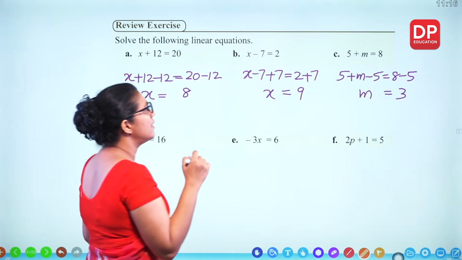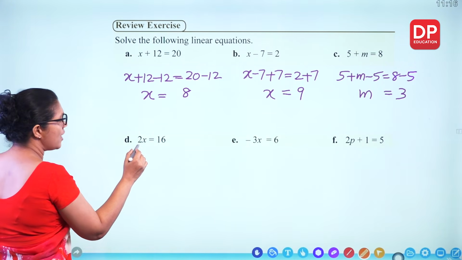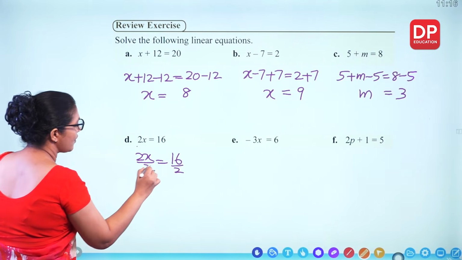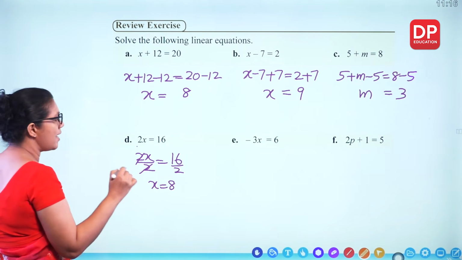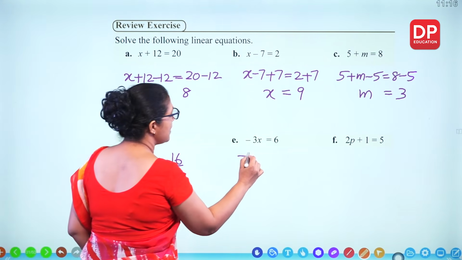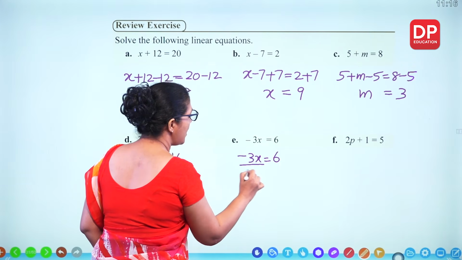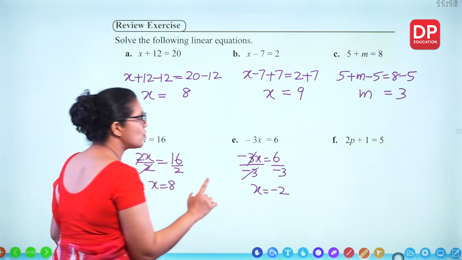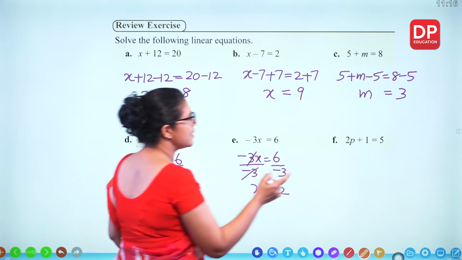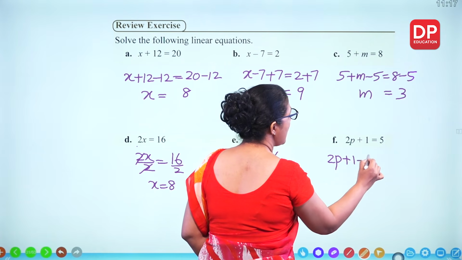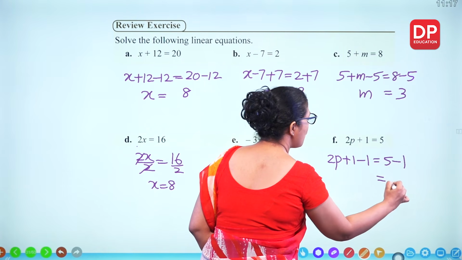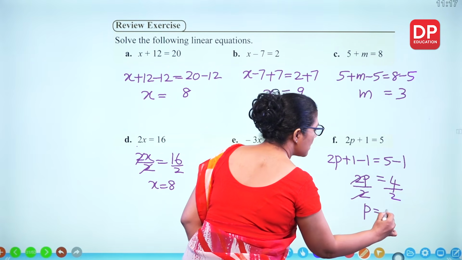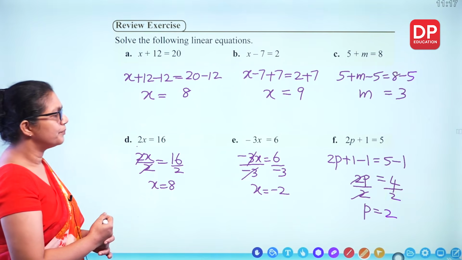m equals 3. Here multiply by 2, so divide this by 2. You get x equals 16 divided by 2 is 8. Minus 3x is 6. Divide this by minus 3. You get x equals minus 2. Plus into minus becomes minus. Subtract 1 from both sides. You get 4 equals 2p. Divide this by 2. You get p equals 2.